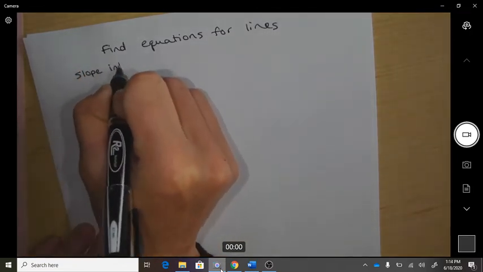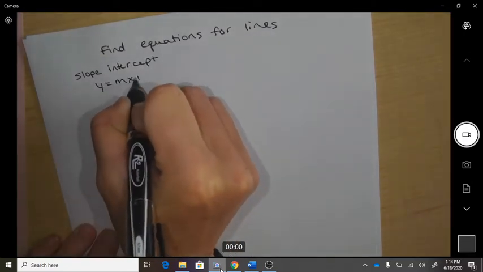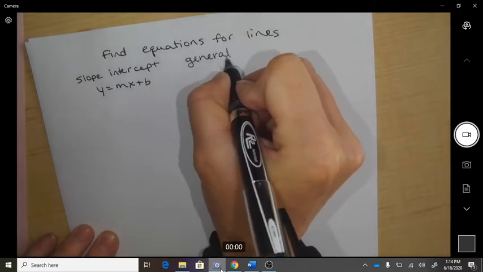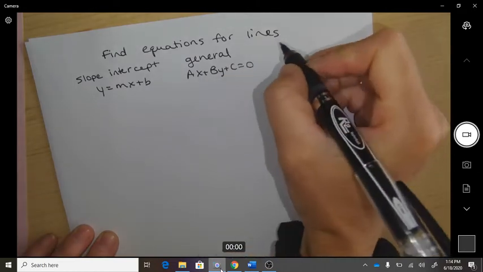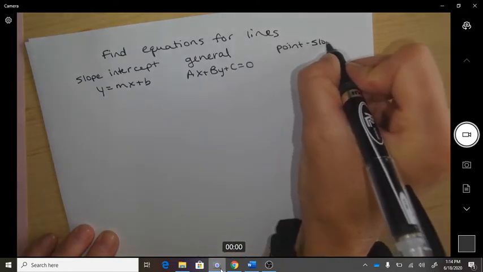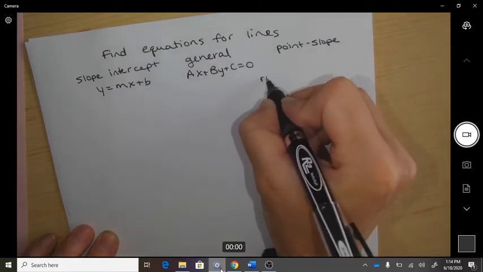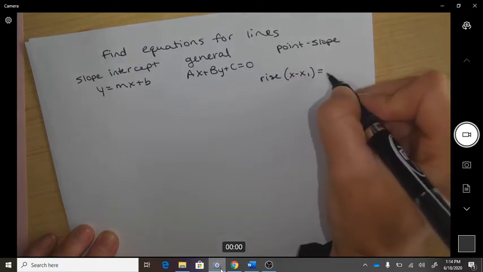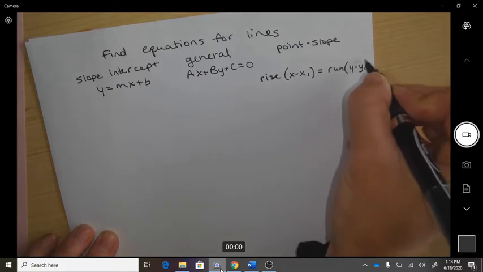We had slope-intercept, y equals mx plus b. We have general form we've learned about. And today we're going to learn about point slope. So it's going to go like this: rise times x minus x1, and then run times y minus y1.